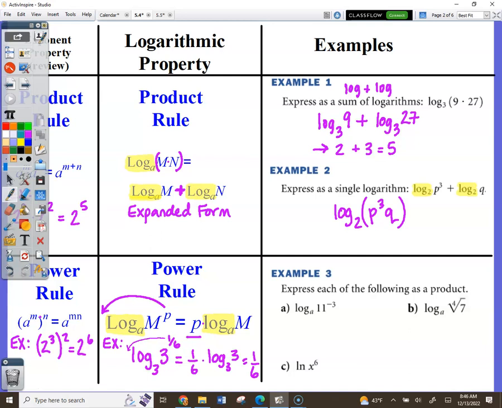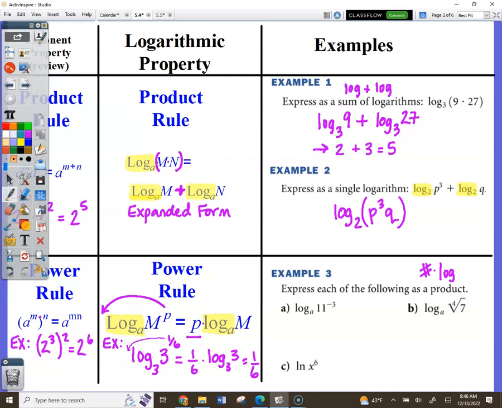Right, so let's look at it over here in practice. It says express each of the following as a product. When it says this right here, that means they want you to have some value in the front times the log itself, okay? So some number times the log expression is what they mean by express it as a product.